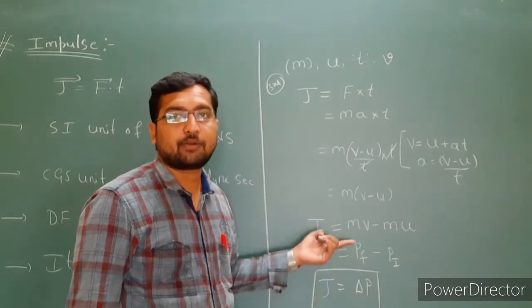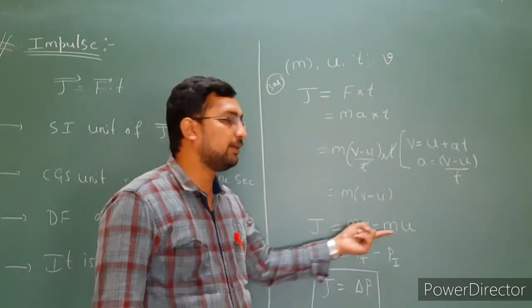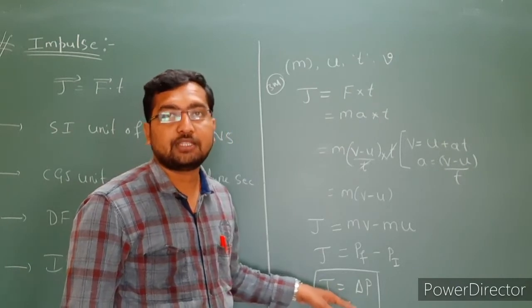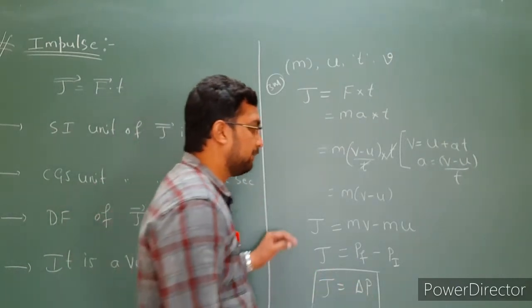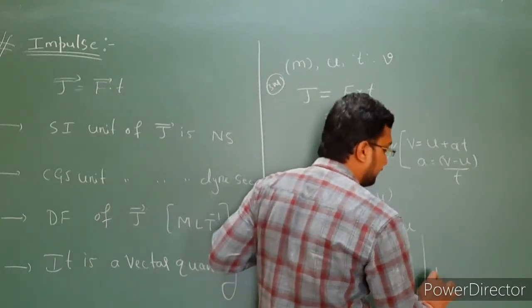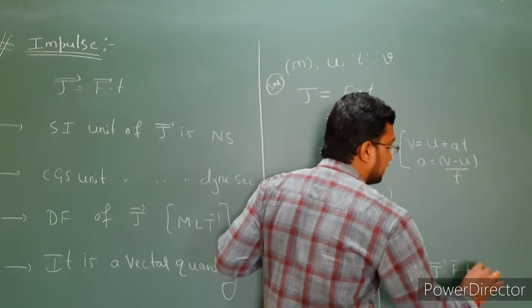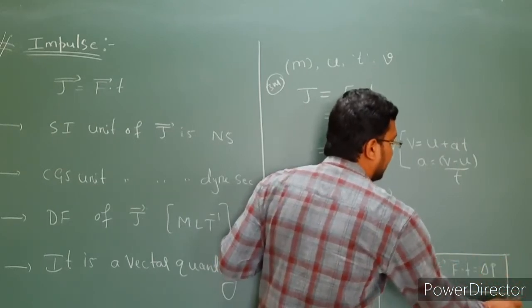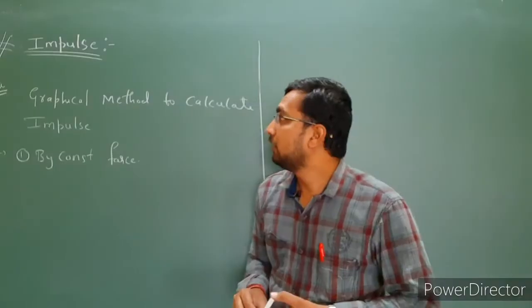mv is the product of mass into velocity, which is the momentum. So this is the final momentum minus the initial momentum. Then the impulse is equal to the change in momentum. See here, the impulse, that is F into t, is equal to the change in momentum. So this is about the impulse.